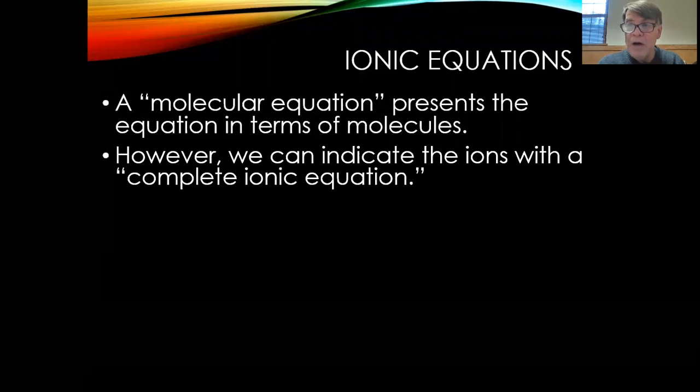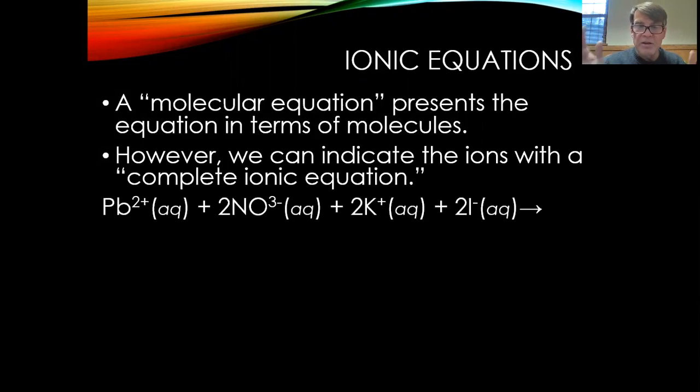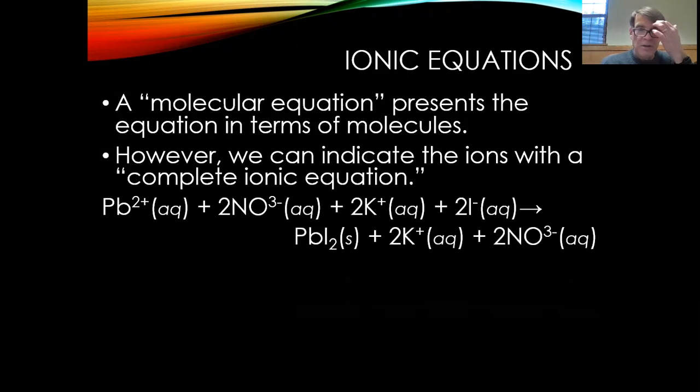However, we can break out the ions. Here's a complete ionic equation of lead nitrate and potassium iodide. So lead nitrate comes into the dance and potassium iodide comes into the dance. These two come in together and these two come in together, and they're all in solution.